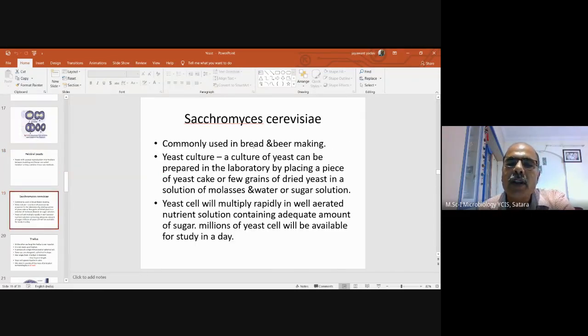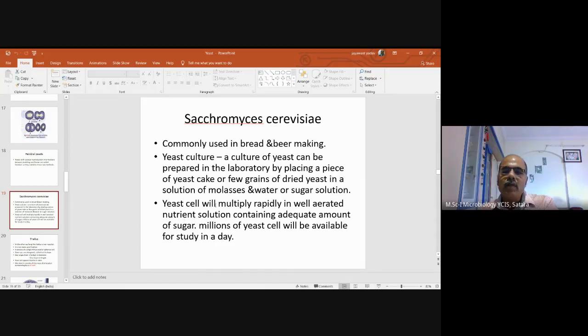Saccharomyces cerevisiae is commonly used in bread and beer making. Yeast culture: a culture of yeast can be prepared in the laboratory by placing a piece of yeast cake or a few grains of dried yeast in a solution of molasses and water, or a sugar solution. How to obtain this yeast culture? For that purpose, it has been mentioned: a piece of bread you can place in the laboratory, or dry yeast granules you can suspend in a sugar solution, and you can obtain this yeast culture of Saccharomyces cerevisiae. Having obtained this yeast culture, you can use it for various purposes.